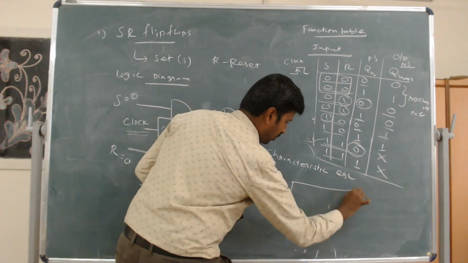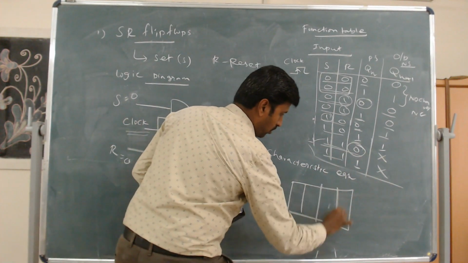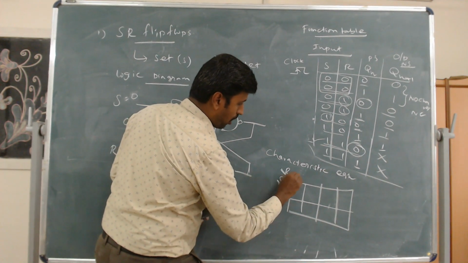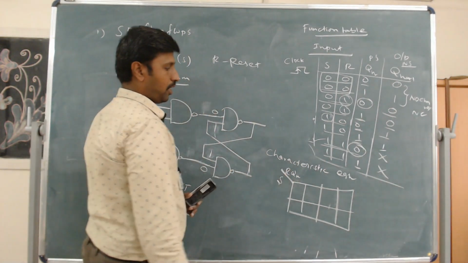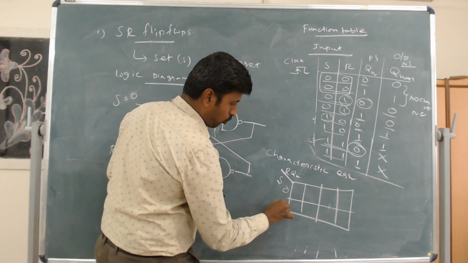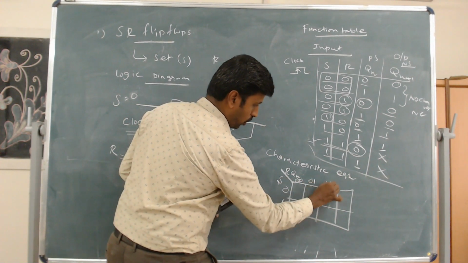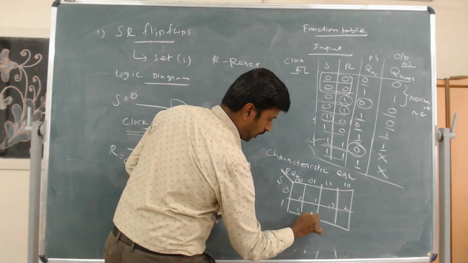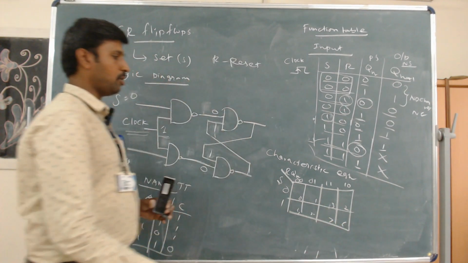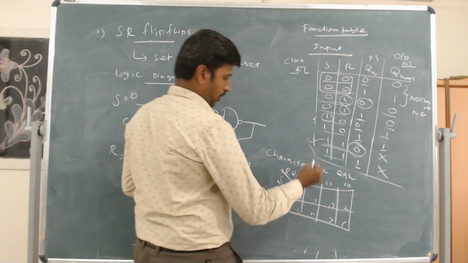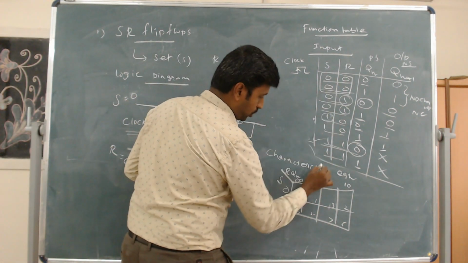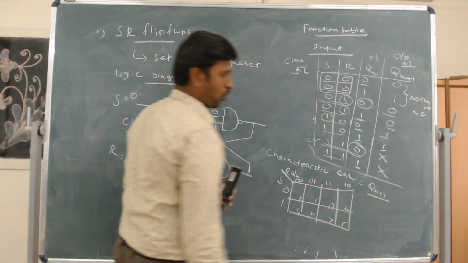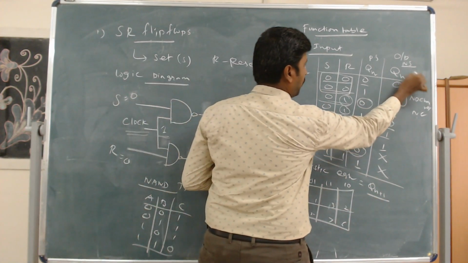So for Q of n plus 1 we use a 3 variable K-map. S will be here, and R and Q of n will be along the upper column: 0 0, 0 1, 1 1 and 1 0. So we may place the cells as 0 1 2 3 4 5 6 7. This is the K-map representation. So I map the Q of n plus 1 table. The characteristic equation for the output, Q of n plus 1, is the next state.